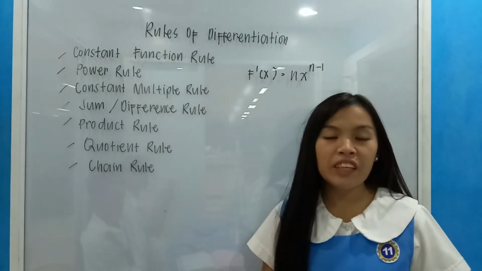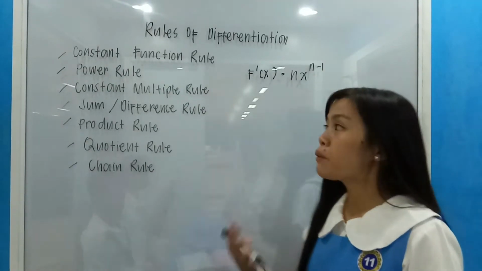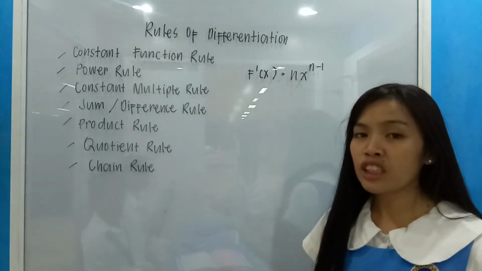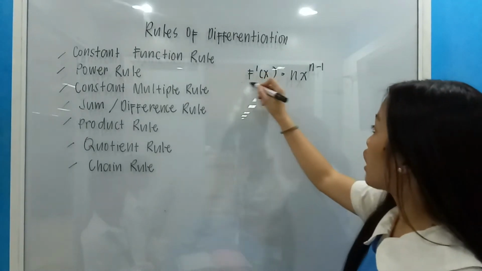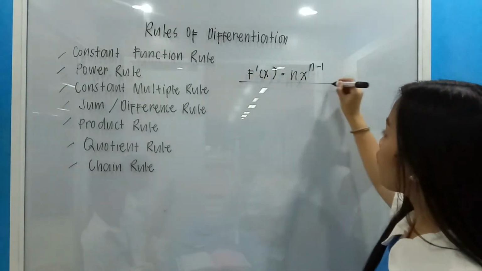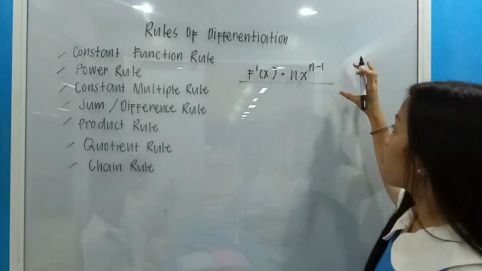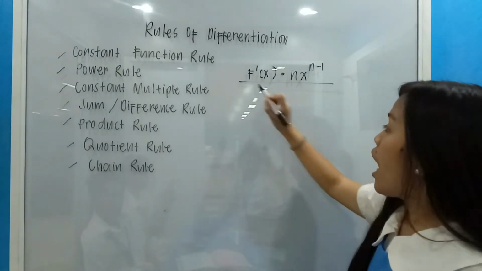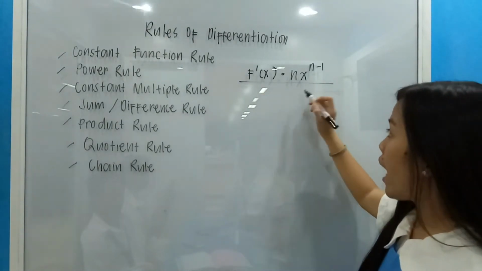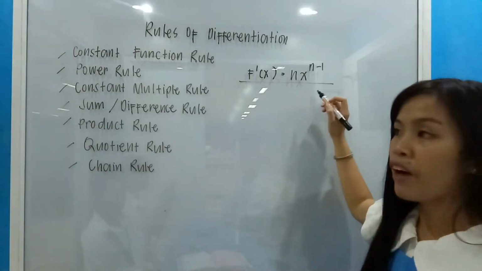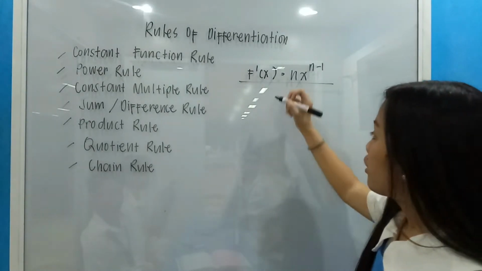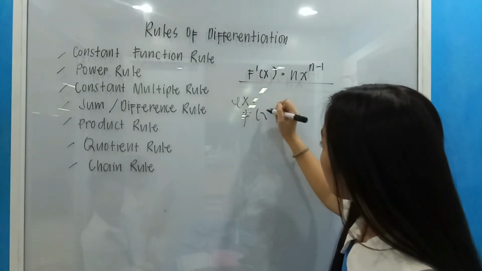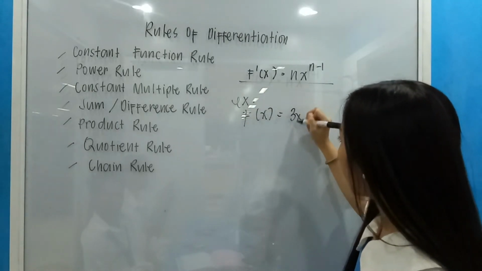Now, I am going to explain how we can apply the power rule in finding the derivative of a function. But first, let us observe this equation. We can find the derivative using the power rule by using this formula, wherein f prime of x is equal to n x raised to the power of n minus 1. Let's take this example: f of x equals 3x squared.